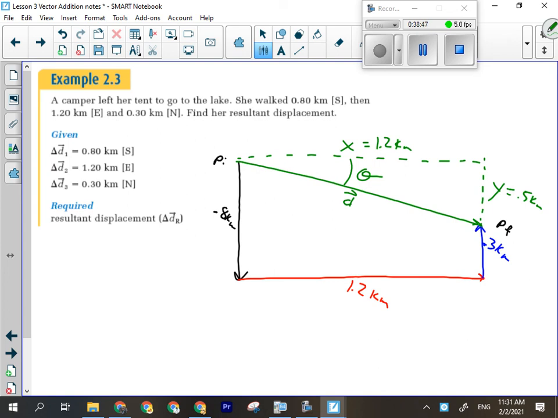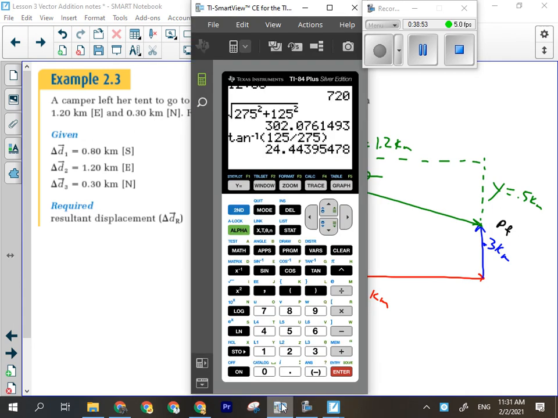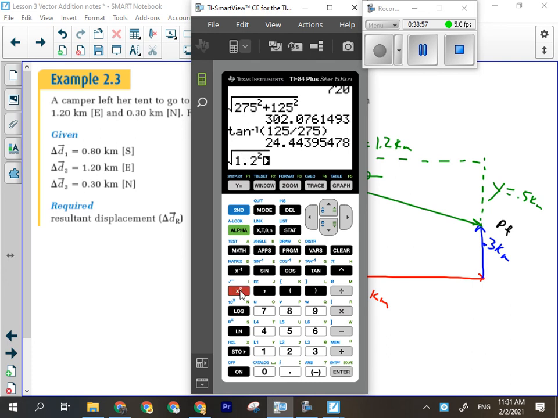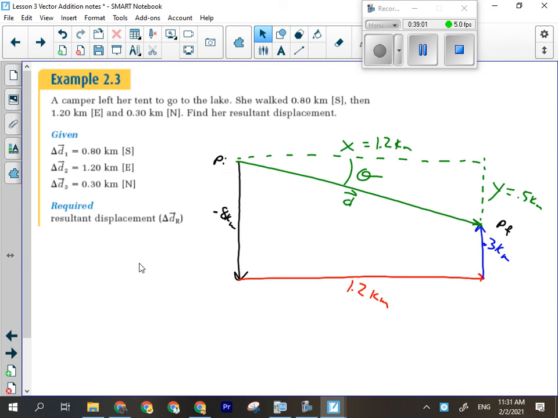Okay, now that I know the two sides of that triangle, now I can use Pythagorean theorem to get what d is, okay, or at least get the magnitude of it. So we're going to have the square root of 1.2 squared plus 0.5 squared. All right, so that's 1.3 kilometers in length. Okay, I still need the direction because displacement is a vector quantity.